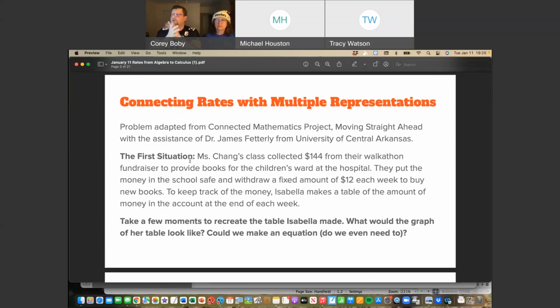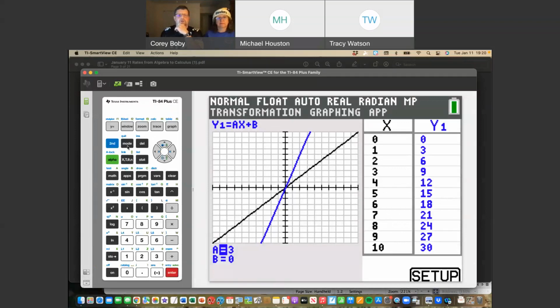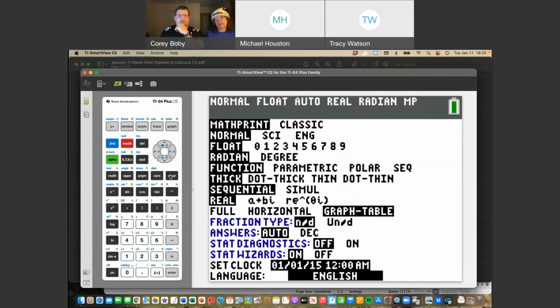And so the first situation, the split screen was under mode. If you want to go back to the 84, thank you for asking that. It was mode, and then when you go down to full horizontal, I could split it table horizontal, but Tracy loves the graph table split. Okay, that's how I did the split.